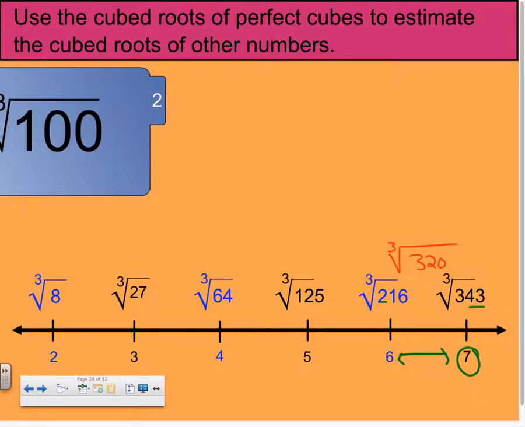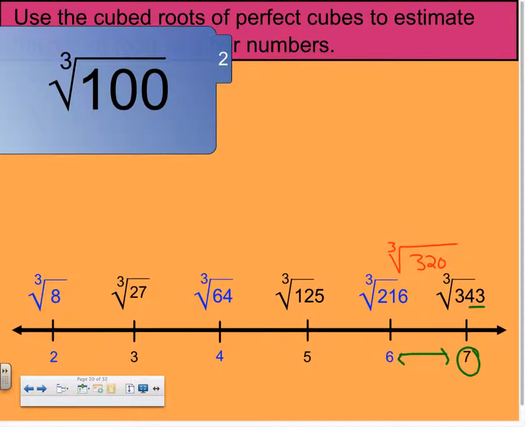Let's try another example. Now I have the cube root of 100. So where would I put the cube root of 100? Well, it looks to me like this cube root of 100 would belong right there. Okay, so the cube root of 100 is going to be between 4 and 5.